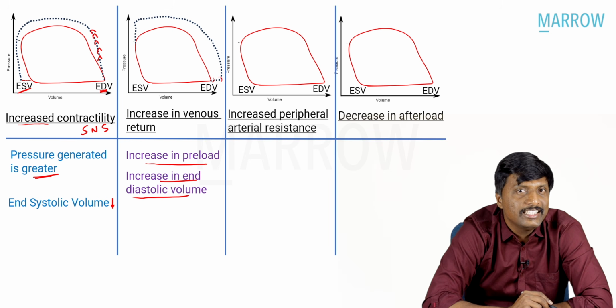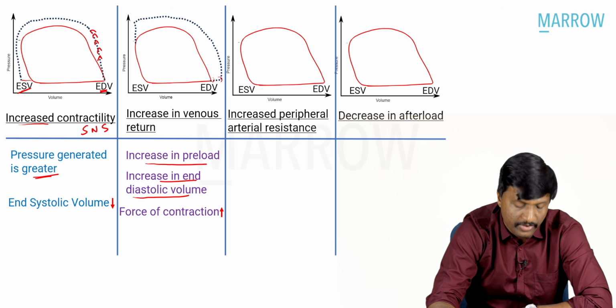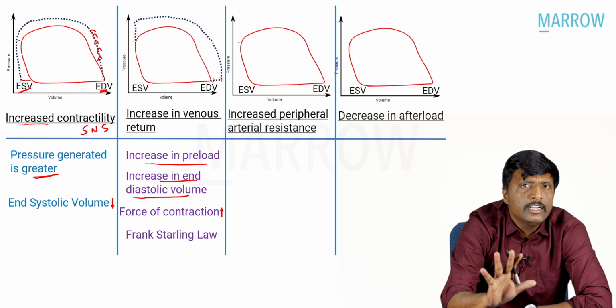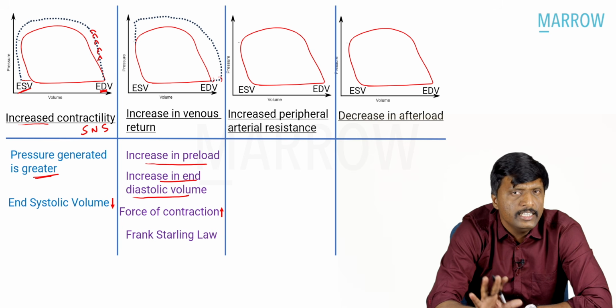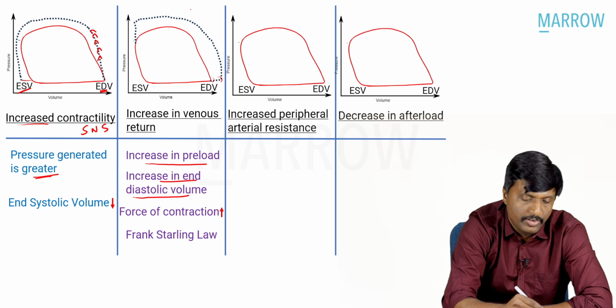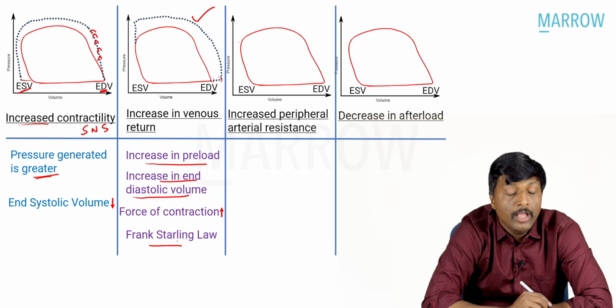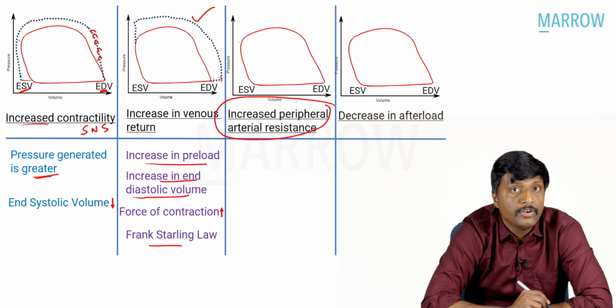Whenever there is an increase in end diastolic volume, the force of contraction increases. This is according to which law? Frank-Starling law. Simple, guys. Increase in venous return means increase in preload. Increase in preload means increase in end diastolic volume. When the end diastolic volume increases, force of contraction increases, according to the Frank-Starling law. Now coming to the answer for our question, increased peripheral resistance.